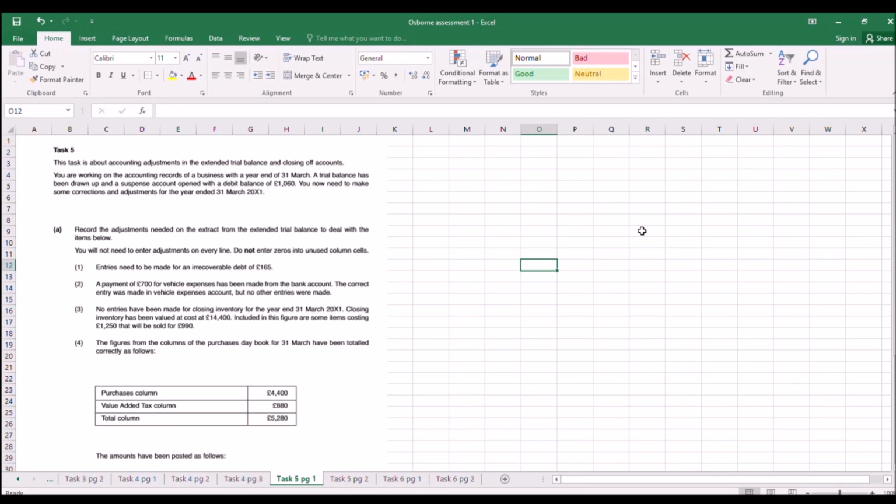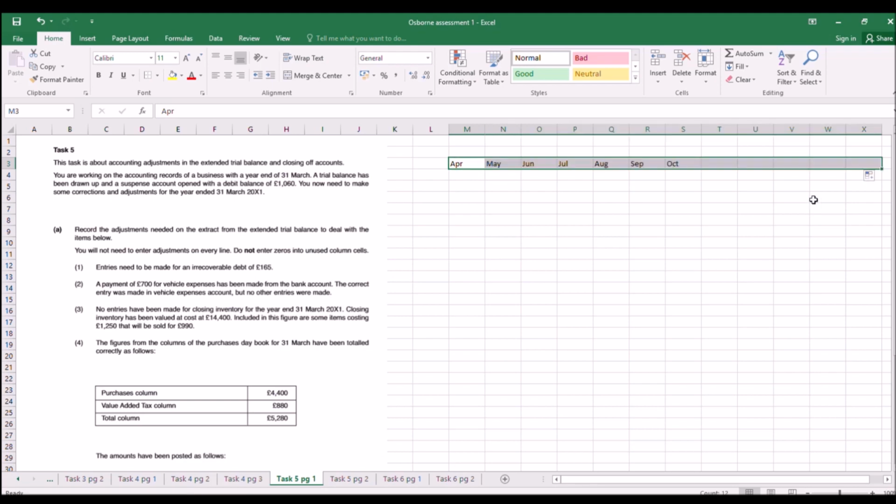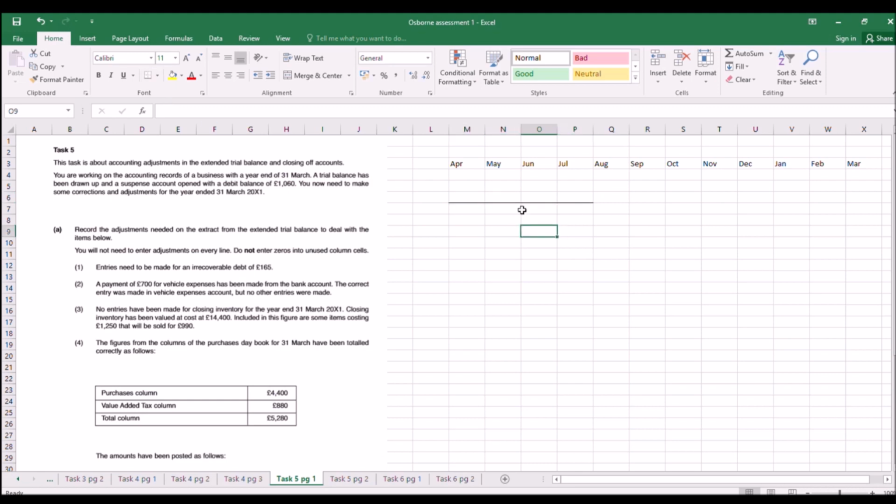Task 5. So this task is about accounting adjustments in the extended trial balance and closing off accounts. Okay, so we have some T accounts going on here. You're working on accounts records for the period to the 31st of March. So let's put a timeline in. 31st of March. Drag that out to March there. Okay, trial balance has been drawn up and a suspense account opened. Oh right, okay. Well, let's get our T accounts all ready, because one of them's going to have some heavy suspense accounts going on here. All good fun. Right, so we've got our T accounts.